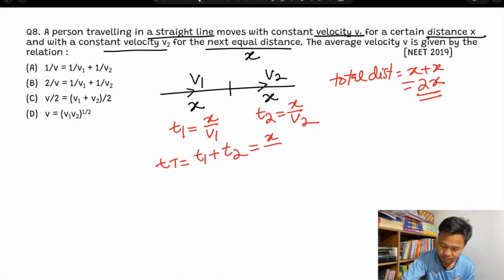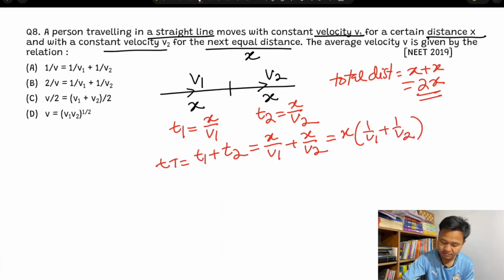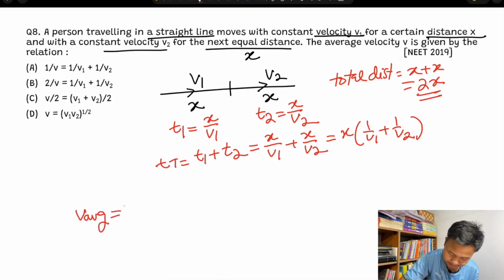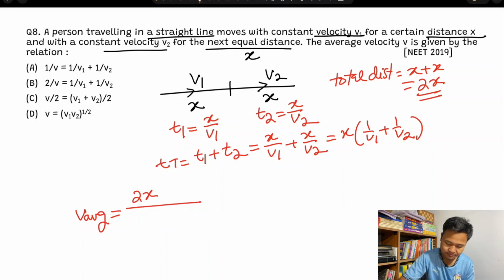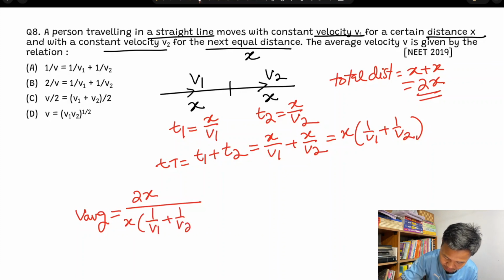So x by v1 plus x by v2. Okay, so how much is this? x into 1 by v1 plus 1 by v2. So I have total distance, I have total time. So find out the average speed or average velocity. Total distance is 2x divided by total time, which is x into 1 by v1 plus 1 by v2.